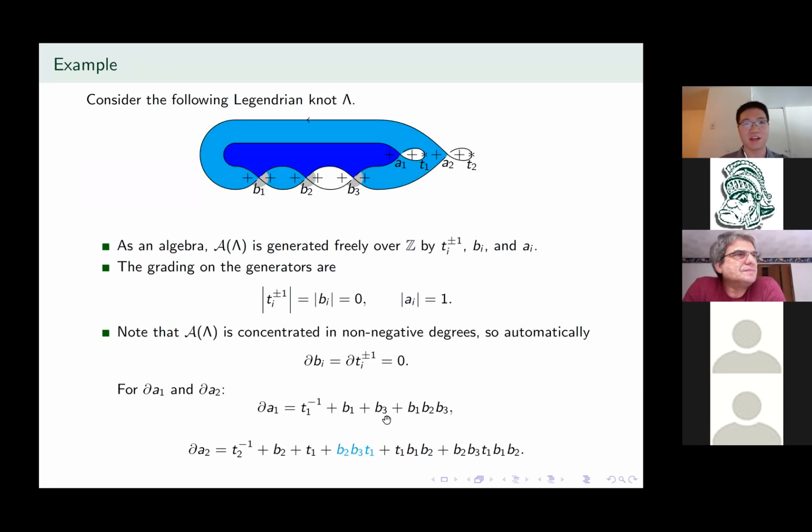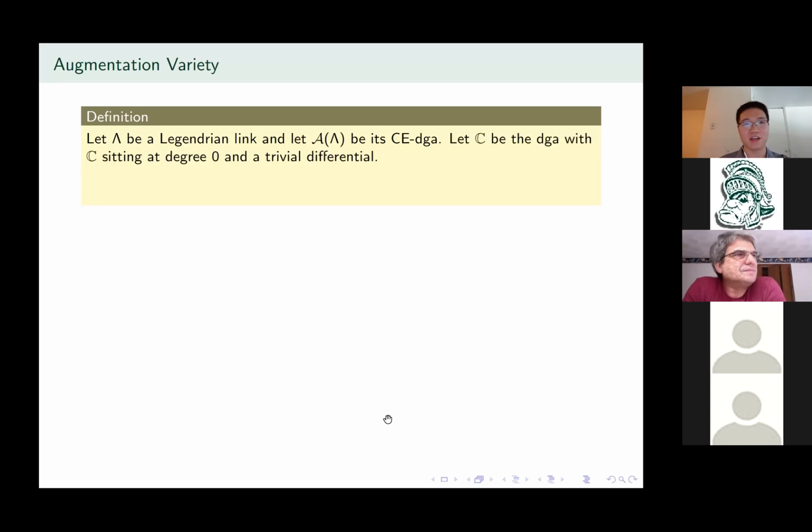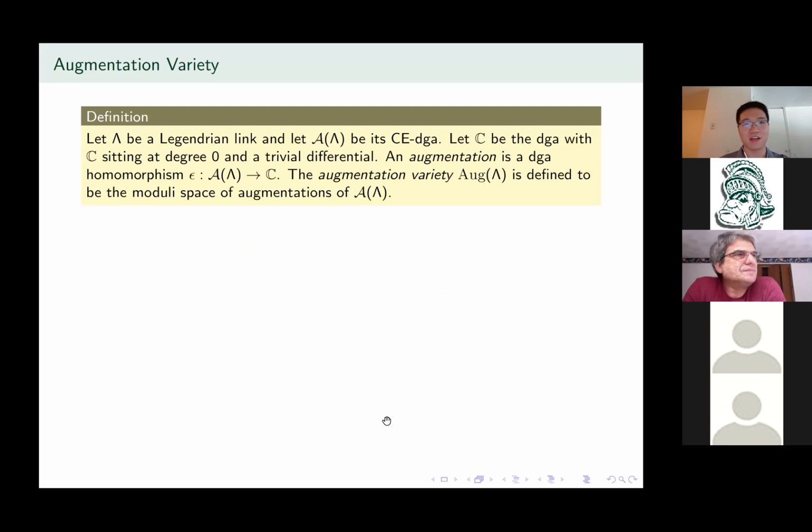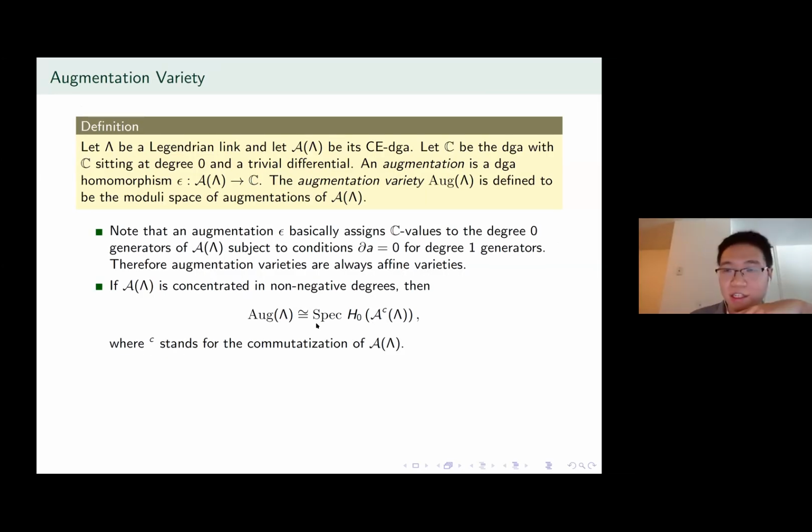So the augmentation variety is the moduli space of the augmentations of the DGA. Note what an augmentation does: it basically assigns complex numbers to the degree 0 generators of your DGA, and then you take the zeroth homology, which is a commutative algebra, and then you just take the spec of that. The spec of that is the augmentation variety.